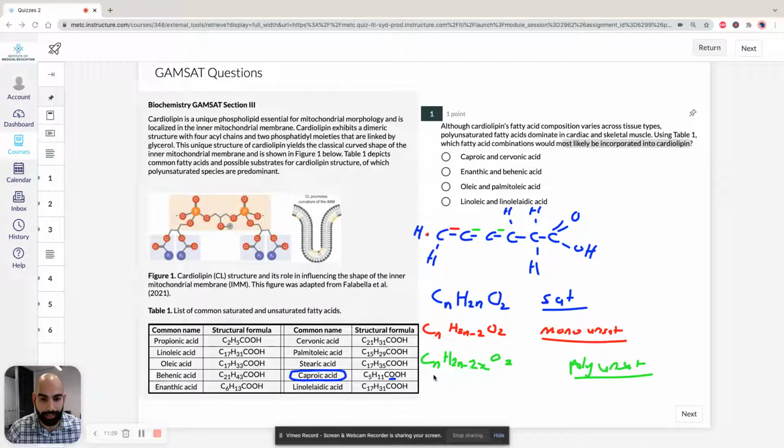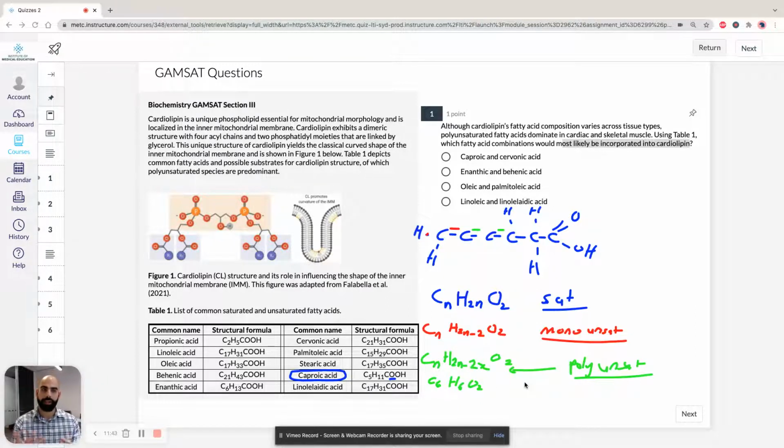So that means it's going to be a C6H6O2. So there's going to be 6 hydrogens in this molecule. So let's see. 1, 2, 3, 4, 5, 6. Perfect. So that's the equation here for a polyunsaturated fatty acid.